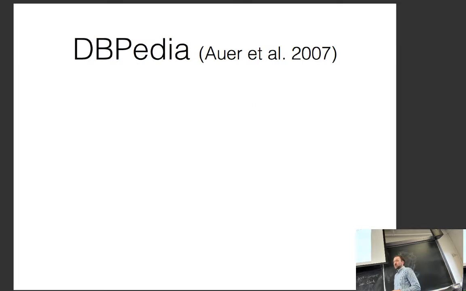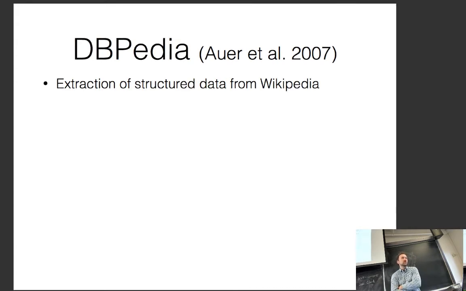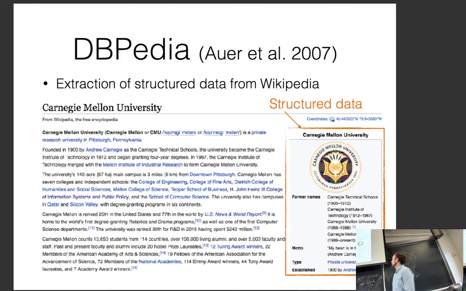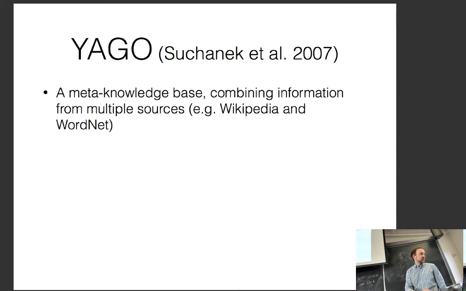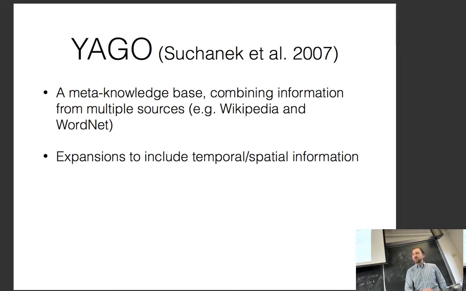So fast forwarding 12 years from the paper. We also have DBpedia. So DBpedia is moving from manual creation of databases to extraction of structured data from Wikipedia. Wikipedia, as you know, has these info boxes, for example Carnegie Mellon University. You have all your former names, you have your motto, you have your type, and you have when it's established. And all of this data is in a structured format, so you can just go in and crawl the Wikipedia pages and pull all this data out, and turn it into a structured database. There's other things in this vein, like Yago. So Yago is a meta-knowledge base combining information from multiple sources, including Wikipedia, WordNet, etc. And it has expansions to cover temporal and spatial information.